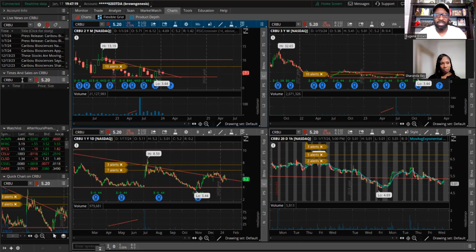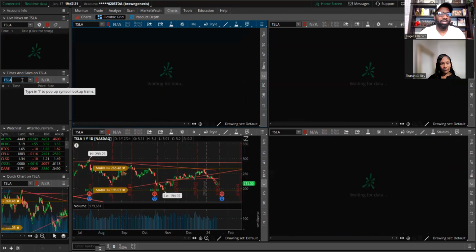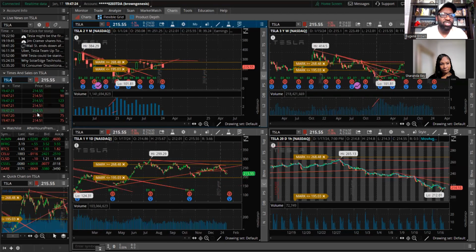And we can take a look at an example. If I pull up Tesla, you can see the trades that are going through. The time is 7:47. The price is 214.55. 23 shares were bought. 179 shares were sold. So it's the time and sales. That helps you get an idea of what's going on in real time with how people are trading it.